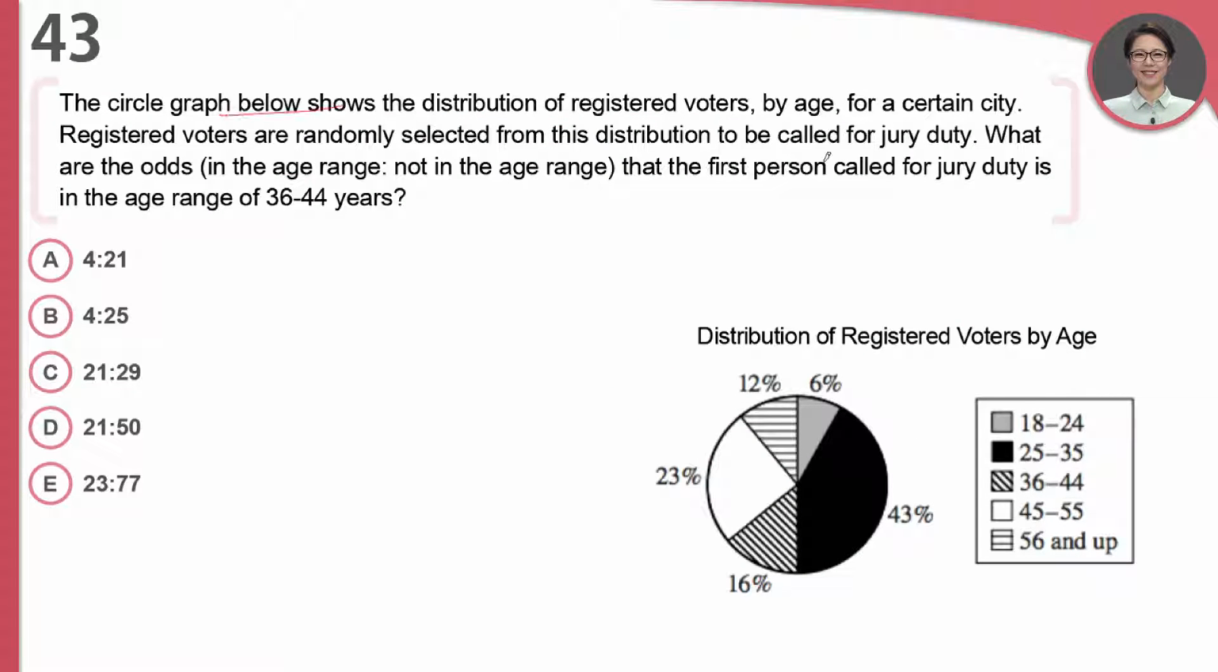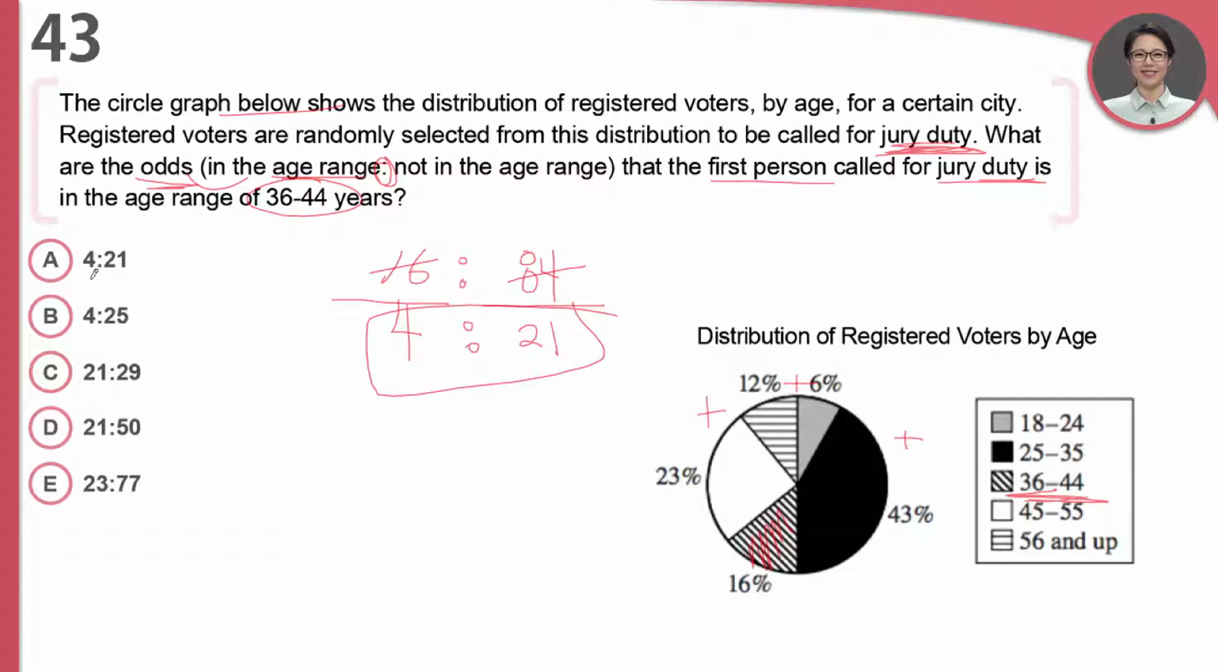Question 43. The circle graph below shows the distribution of registered voters by age for a certain city. Registered voters are randomly selected from this distribution to be called for jury. What are the odds? Odds means the ratio of in the age range to not in the age range, that the first person called for jury is in the age range of 36 to 44 years. So 36 to 44, here, 16%. So it's 16% to the rest of the percent, so 23 plus 12 plus 6 plus 43, that will be 84. Or you can do 100 minus 16. And that's 4 to 21. This is the ratio of the odds. A is the answer.